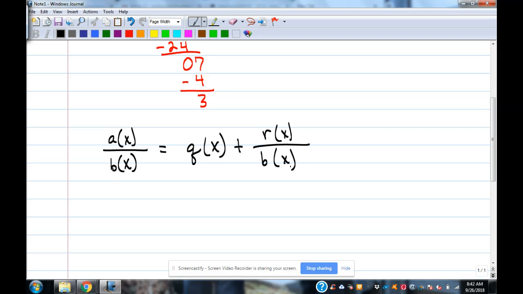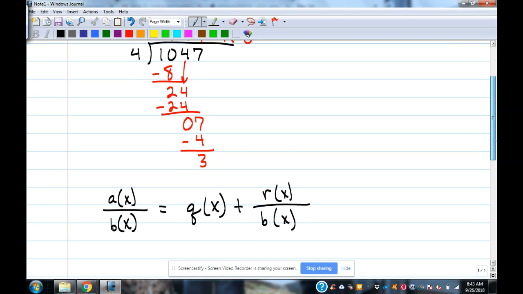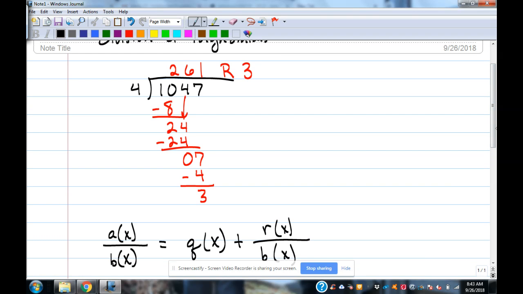I'm going to explain what each of these pieces are. This is called the polynomial division algorithm, but it really doesn't matter about that. When you divide, what's the answer to any division problem called? Remember that word? A quotient. Q of x is the quotient for this polynomial division. So for our problem that we just did, the quotient is that number up on top there. The 261 is the quotient.